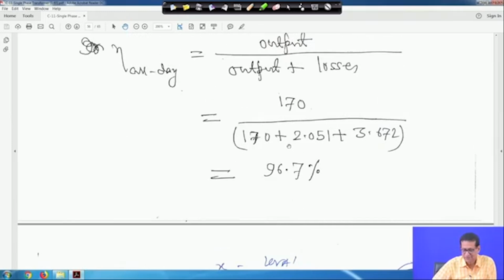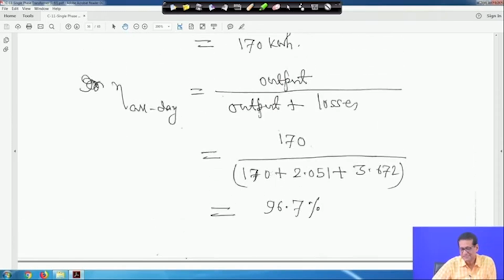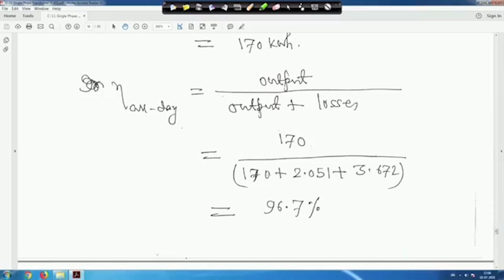So, it will become 96.7%. Some one or two more examples are there, like the auto transformer, which we will see in the next video lecture. So, thank you very much.